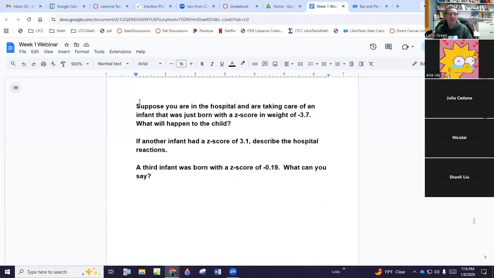All right, let me give you an example. Do we have anyone that is in or wants to be in the medical profession here? Okay, good, we have a few. At least one. So this is really important. The medical profession uses a lot of statistics. So here's an example. Suppose you're in a hospital, and you're taking care of an infant that was just born.